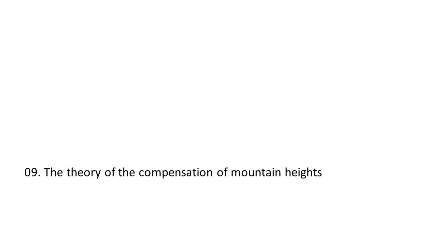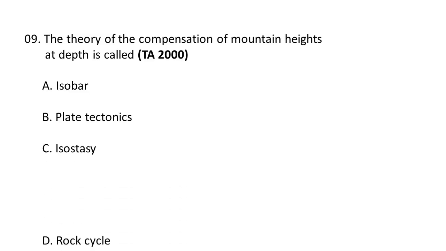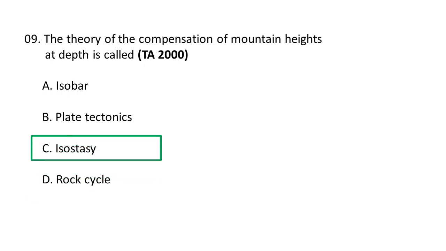Next question. The theory of compensation of mountain heights at depth is called A. Isobar, B. Plate tectonic, C. Isostasy and D. Rock cycle. The correct option is C. Isostasy. Isostasy is the theory that explains how the Earth's crust and mantle are in gravitational equilibrium and how this equilibrium controls the heights of continents and ocean floors.